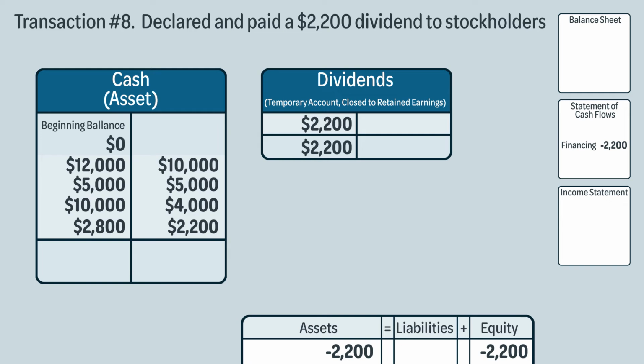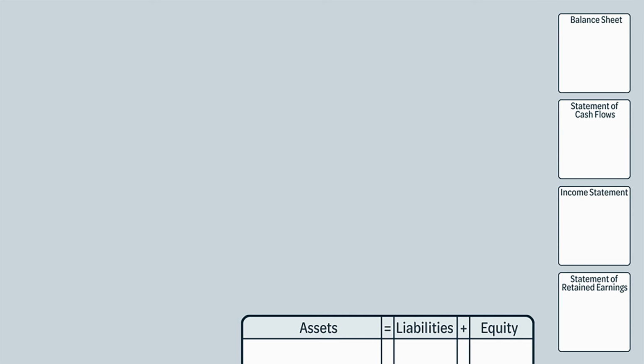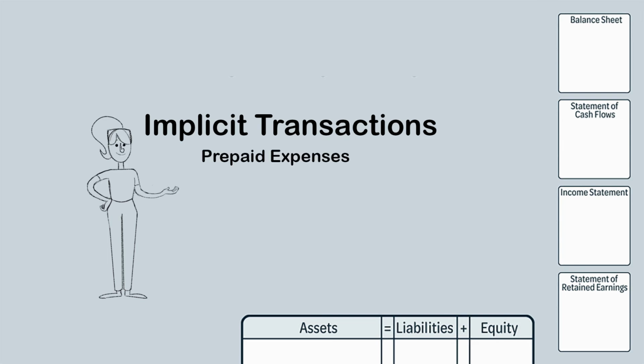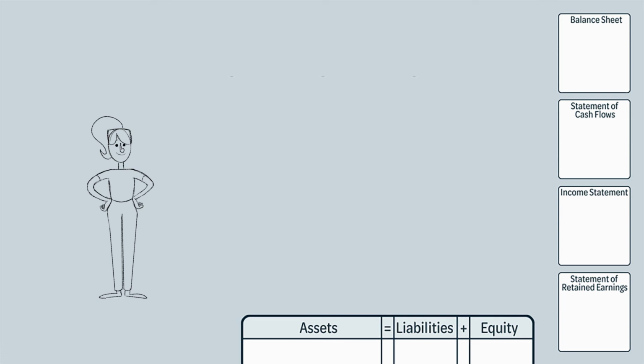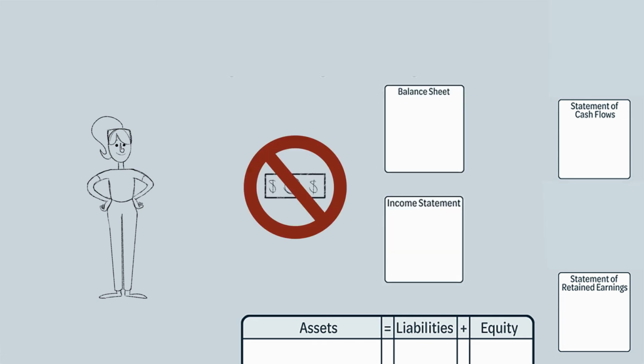After recording this transaction, we have an ending balance in cash of $8,600. The temporary account dividends will be closed to retained earnings at the end of the period. At the end of the accounting period, which is a year in our case, we must account for implicit transactions like the use of our prepaid expenses, interest expense incurred but not yet paid, and depreciation if we own property, plant, and equipment. Adjusting entries affect both the income statement and the balance sheet, and they do not involve cash.